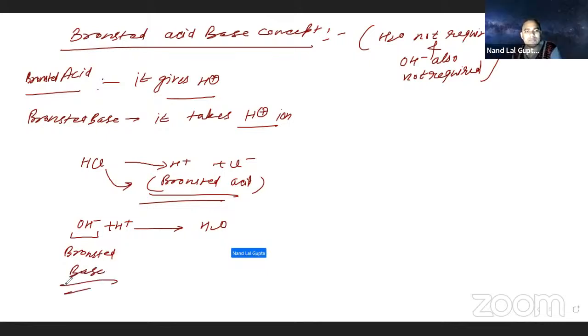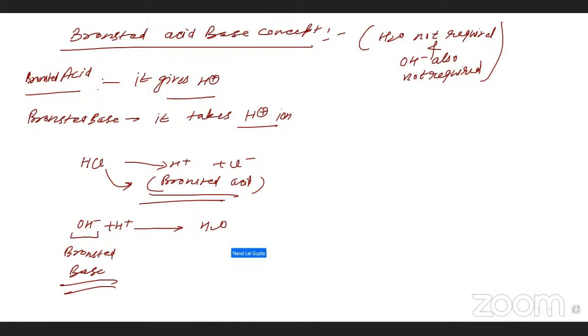Why is it a Bronsted base? Because it takes H plus ion. Are you getting it or not? We're not audible. Once again, repeat, sir, what you just told. Your sound itself is not coming. The sound is coming a little bit, sir. Probably the network is slow, that is why the sound is not going.